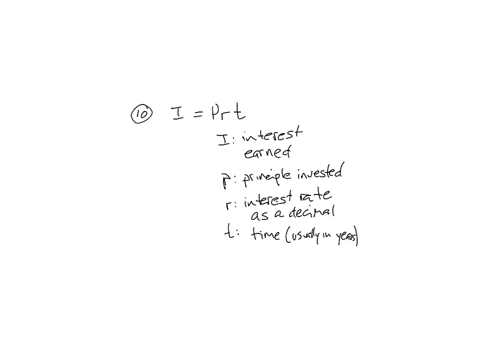All right, for problem number 10, it asks, how much money would you deposit in a simple interest account to earn $500 in interest in 5 years at a 4% annual interest rate? So we're going to use our simple interest formula. The I in this formula is for interest earned. The P is for the principal invested. The R is for the interest rate as a decimal. And the T is for time, which is usually in years, because the interest rate in these problems is usually an annual rate.